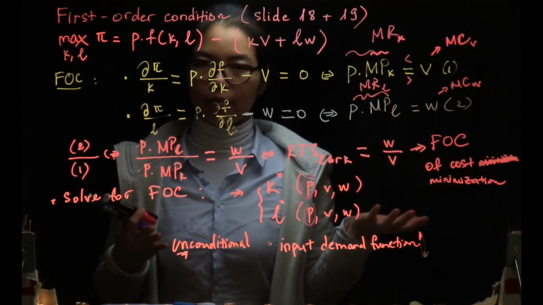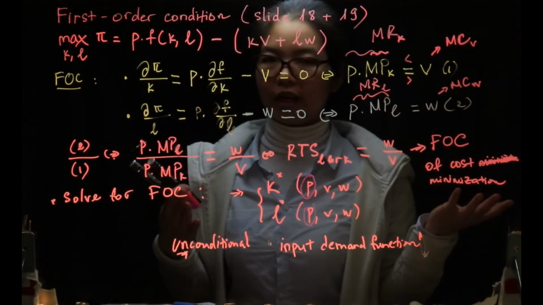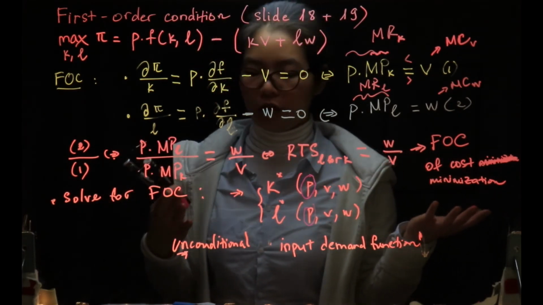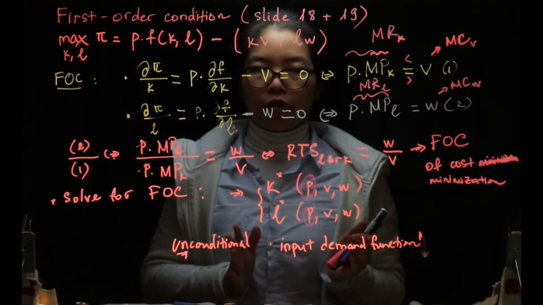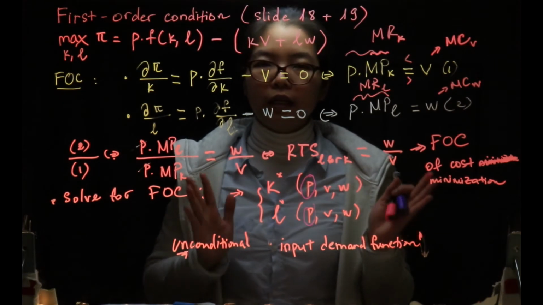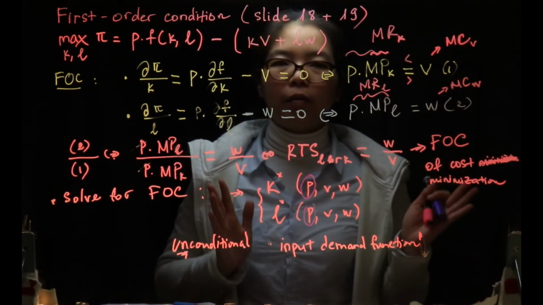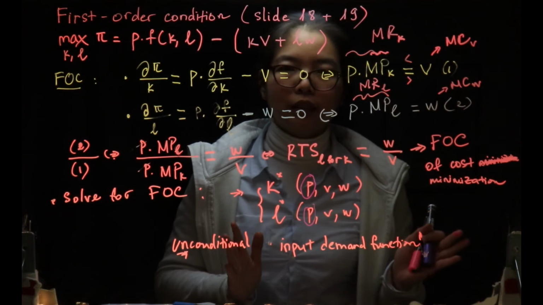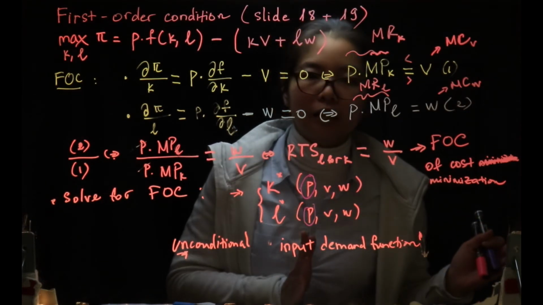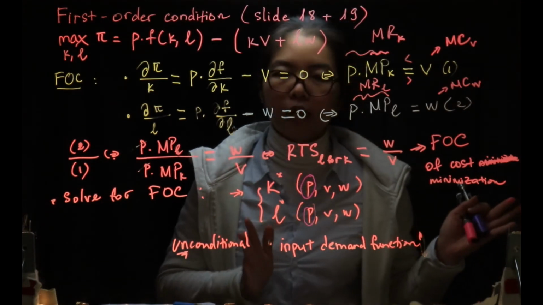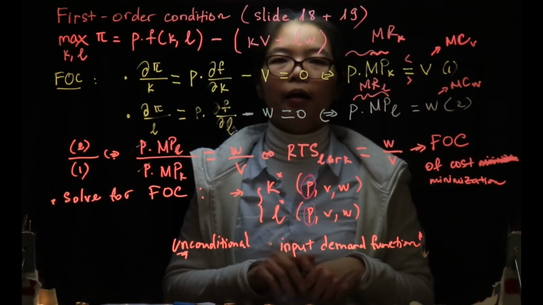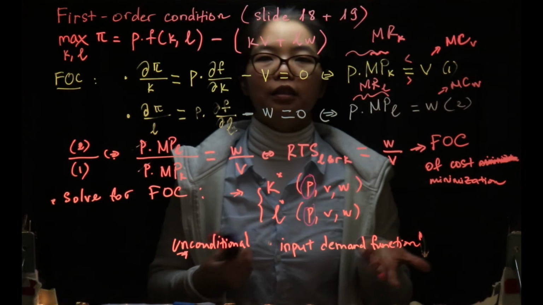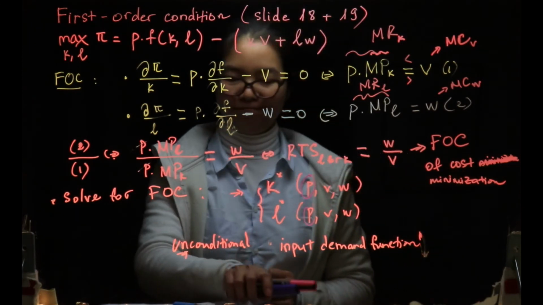So what is the implication of unconditional then? What makes it different from before? It implies that firms can now freely adjust their output quantity as prices change, whether input or output price changes. So for that reason, it's unconditional.